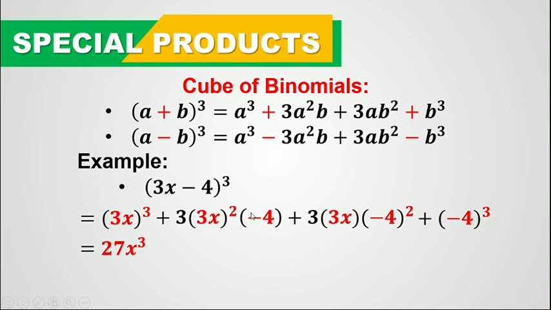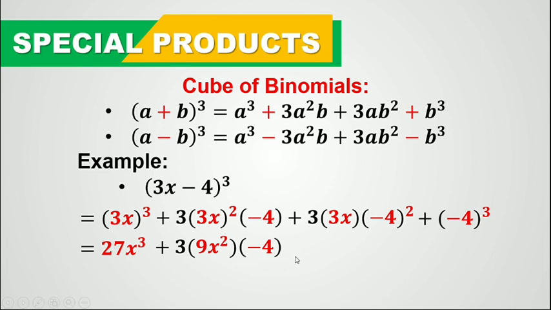So positive times negative. So we have 3 times 3x squared times negative 4. Okay, we multiply 3 times 3x squared, which gives 9x squared. So let's do it step by step.